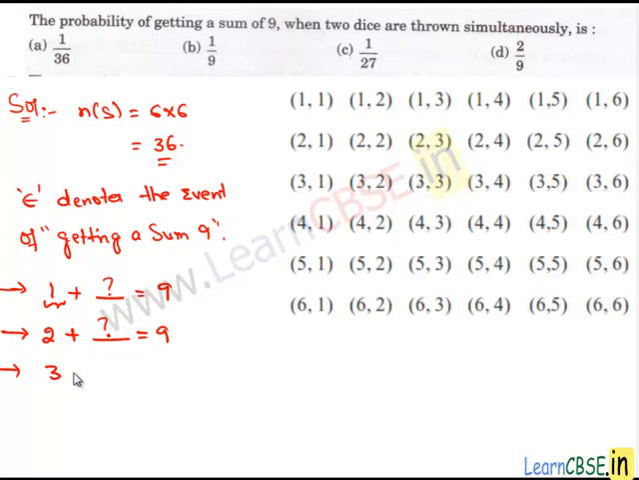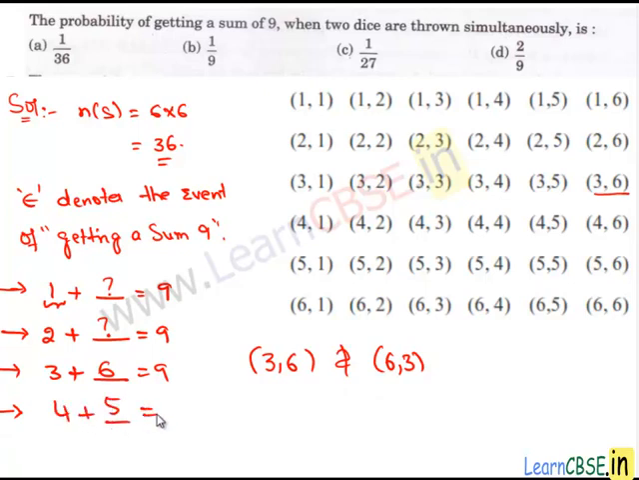Let's move for 3 and we have a number 6 whose sum with 3 is 9. Therefore, there are two such ordered pairs which are (3, 6) and (6, 3) and their sum is 9. Next we move for 4 and there is a number 5 whose sum with 4 is 9. Therefore, (4, 5) and (5, 4) are our desired outcomes for the event E.